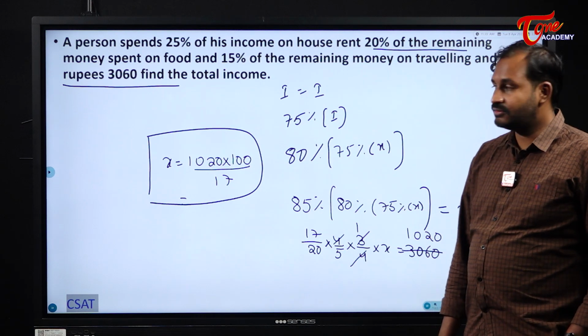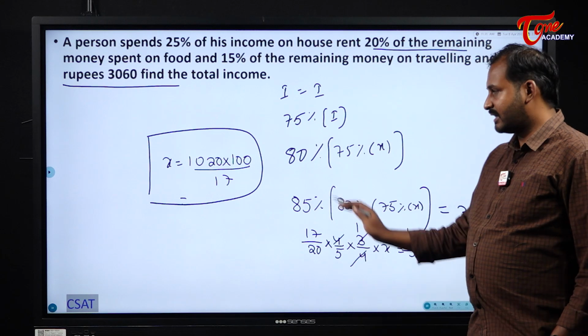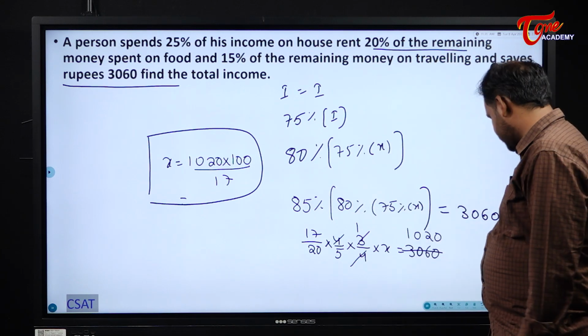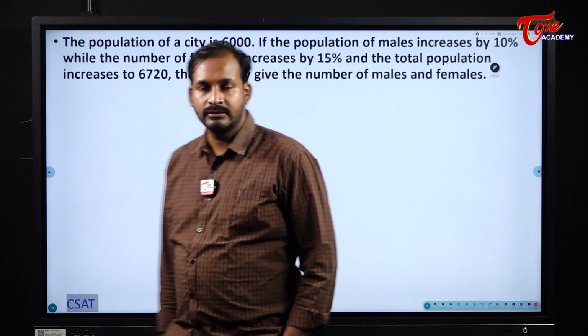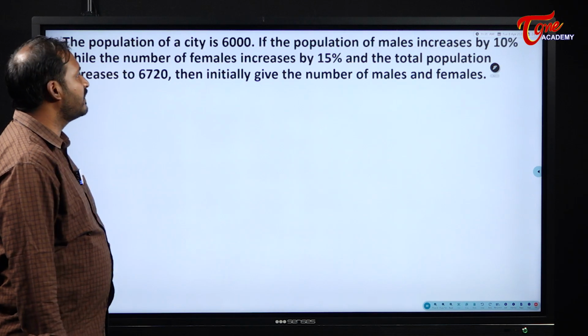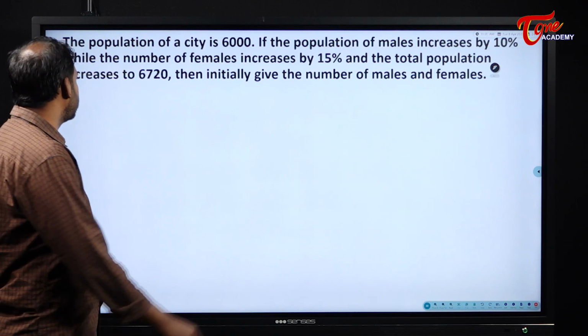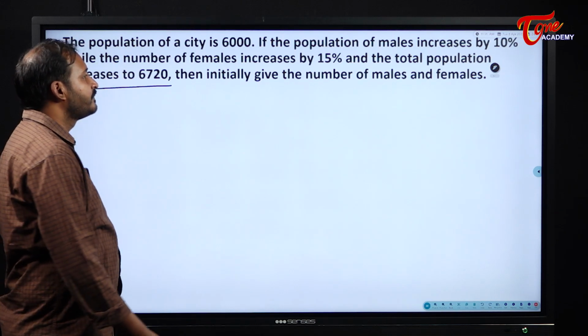Okay, students, understood? Here, anyway, you will get an answer in decimal, so don't waste your time in calculating. Just for knowledge's sake, I have given this question. Next one. The population of a city is 6,000. If the population of males increases by 10%, while the number of females increases by 15%, the population increases to 6720. Find the initial number of males.